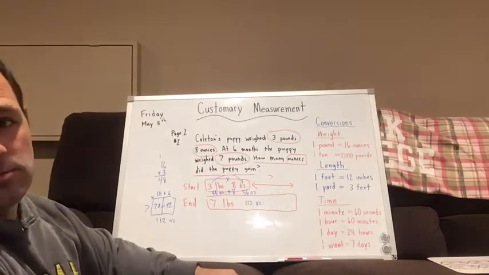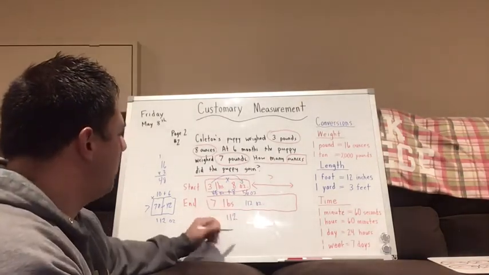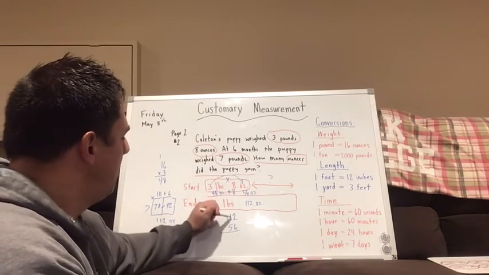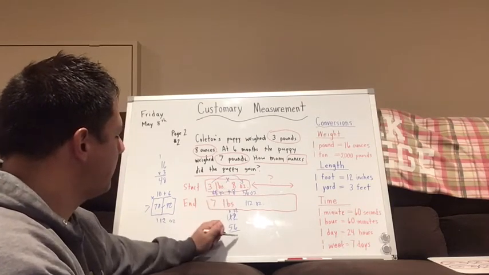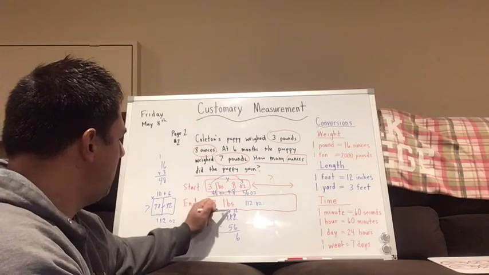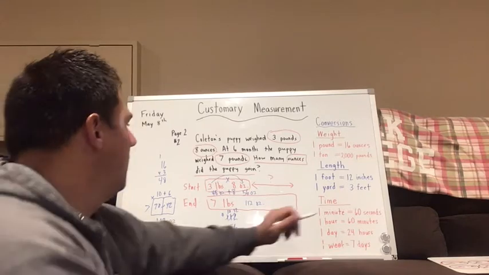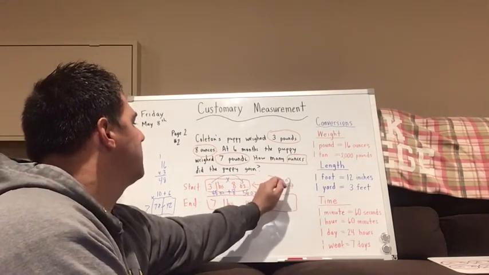So 112 ounces. And now I'm just going to subtract the two to finish the problem. So 112 minus 56. I'm going to borrow. The 1 becomes a 0. The 2 becomes a 12. 12 minus 6 is 6. 0 minus 5 I can't do, so I'll borrow again. That 0 turns into a 10. 10 minus 5 is 5. So this part that we're trying to figure out would be 56 ounces.